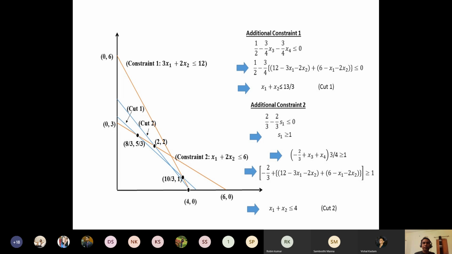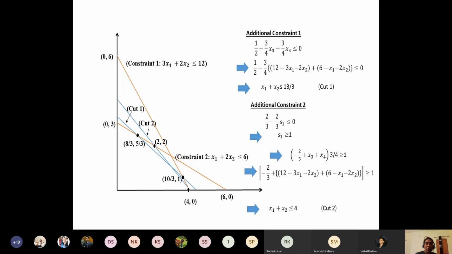So here you can see this half of minus 3 by 4 x3 minus 3 by 4 x4 relation equal to 0, and x3 we have derived from that first constraint equation, that was 12 minus 3x1 minus 2x2, and x4 is equal to 6 minus x1 minus 2x2 relation equal to 0. So if you simplify this equation, you will get x1 plus x2 relation equal to 13 by 3.